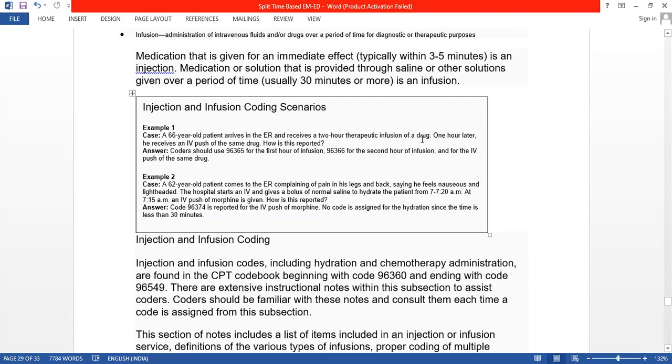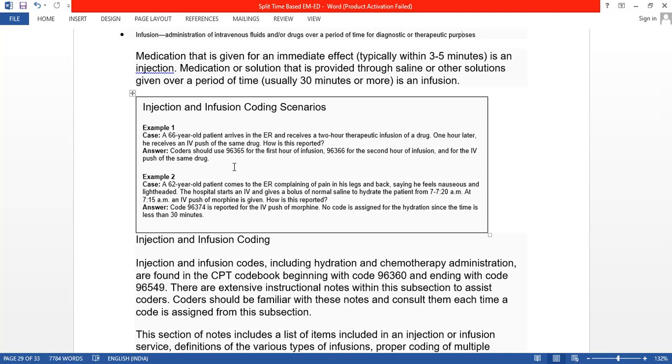So, a 2-hour infusion. What are the infusion guidelines? Minimum 16 minutes must be there for the first hour, and next, an add-on code for each additional hour. So we have 2 hours. It means 96365 for the first hour and 96366 for the second hour. And 1 hour later, he received an IV push. So he also received the IV push. For the IV push, we have already coded the one initial here, 96365, and 96366 add-on code of infusion.